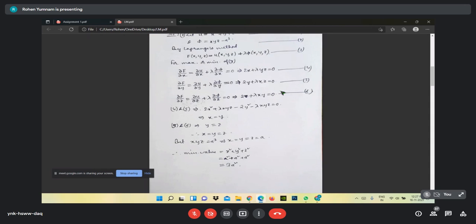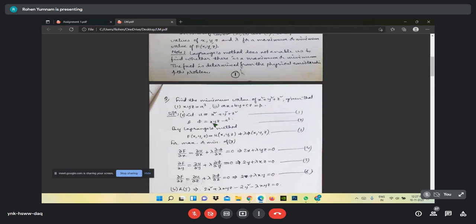And then from 4 and 5, we get x equal to y. Similarly, from 5 and 6, we get y equal to z. Then what is the result? x equal to y equal to z. But we do not know what the value is. Then for that, you use this.